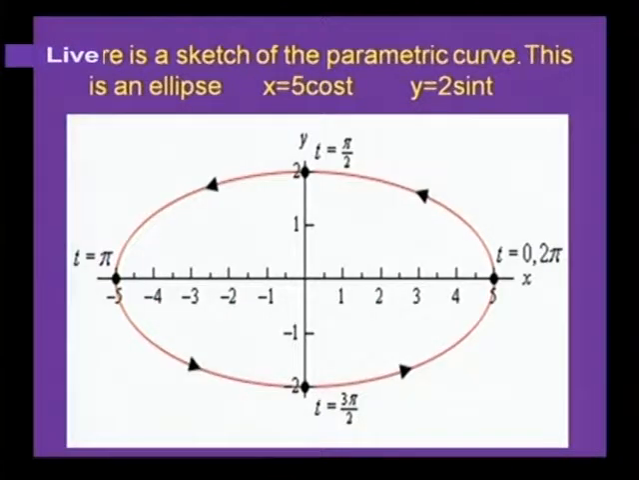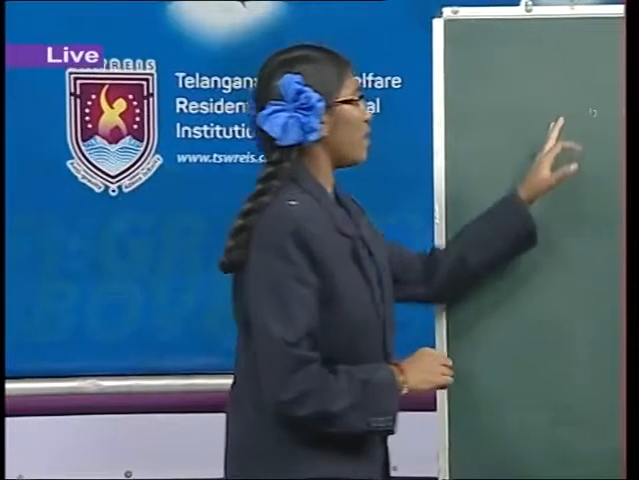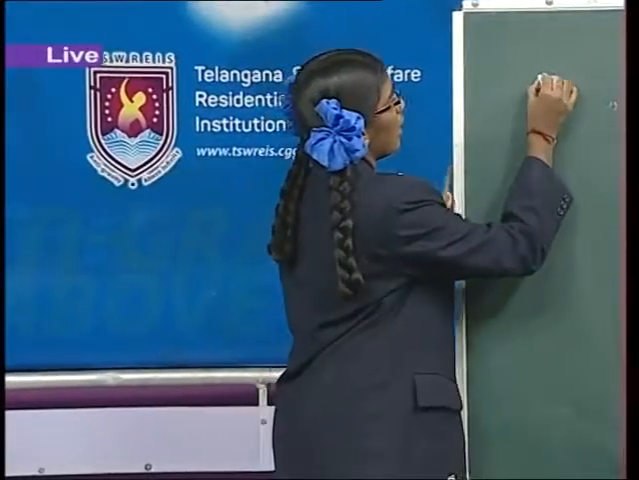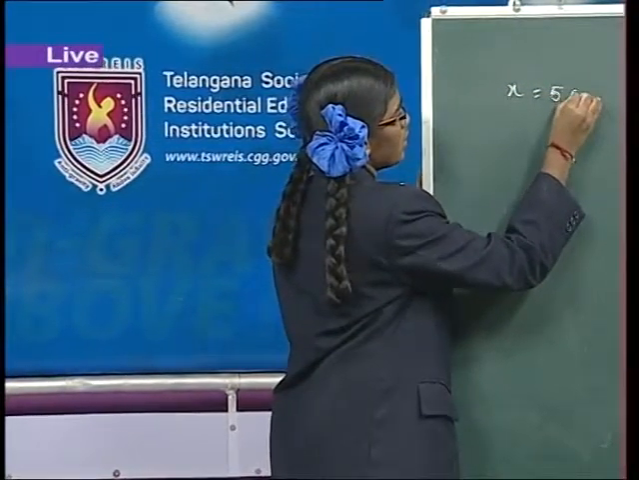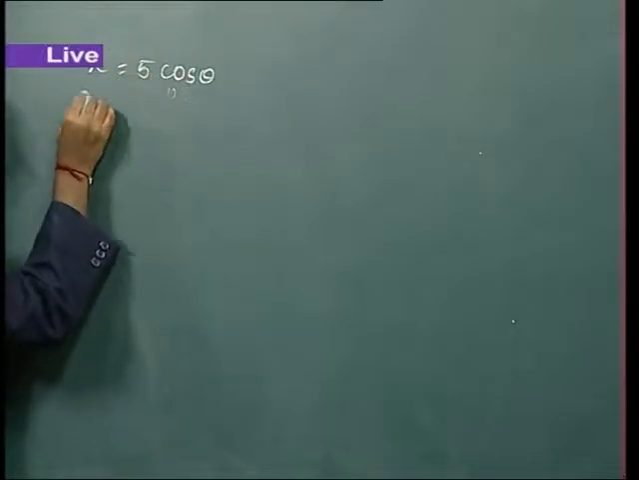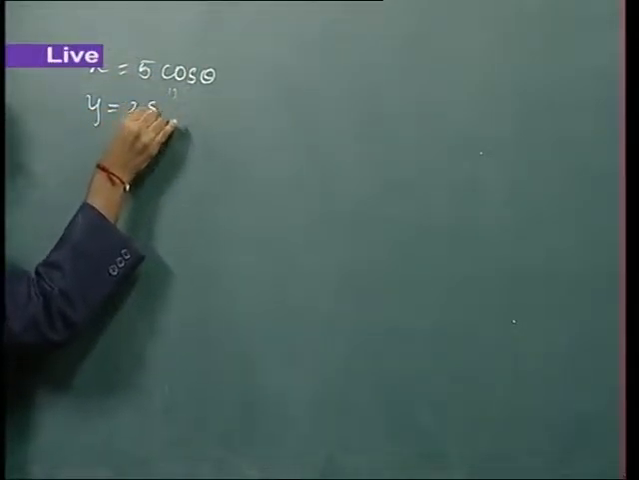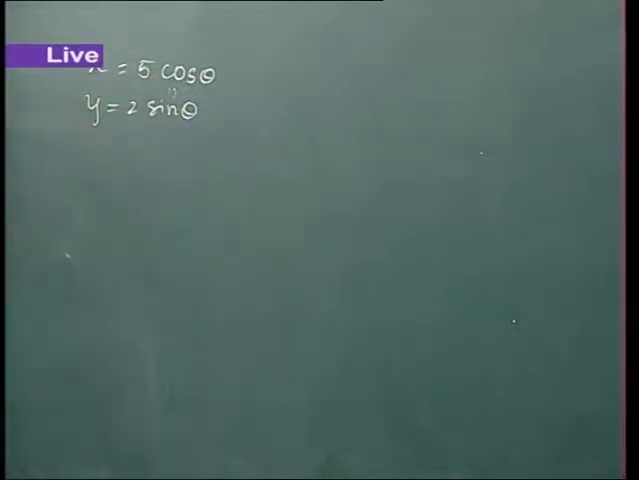Okay, friends? We are taking an example. Ellipse we are mostly using. We are taking some examples that x equals 5 cos theta, y equals 2 sin theta.